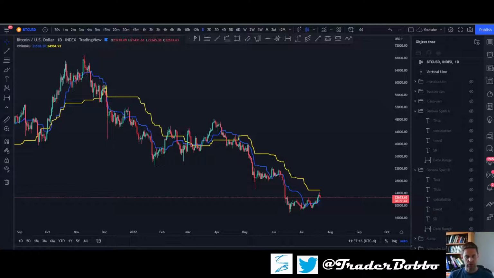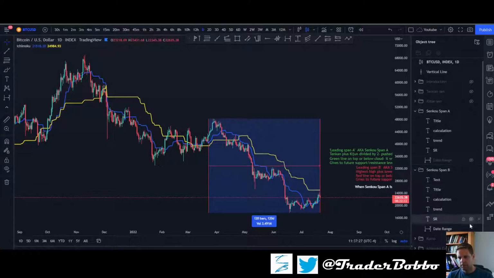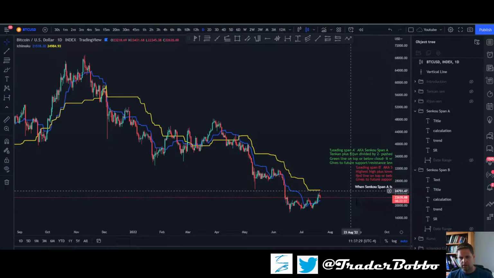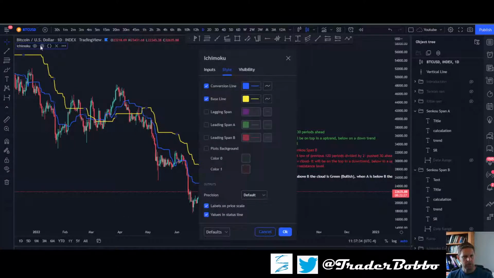Again, I want to show you how it's calculated, because that will give you foresight of what's going to happen in the future. So, Senkou span A and B, I'll bring them both up together, as they work in harmony, and I'll bring them both up on TradingView.